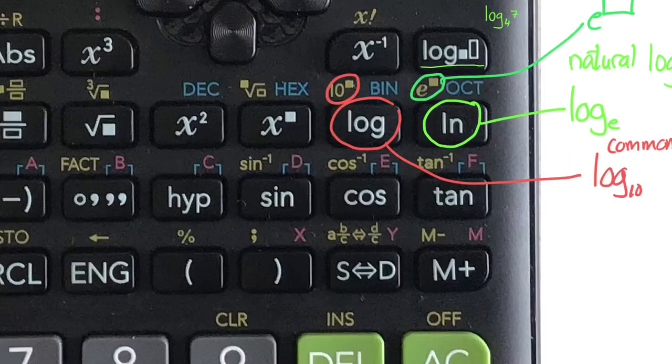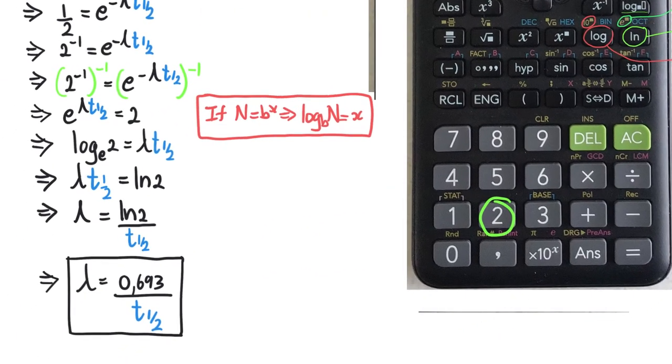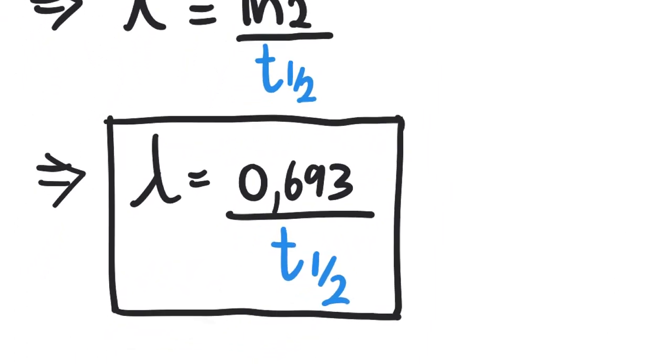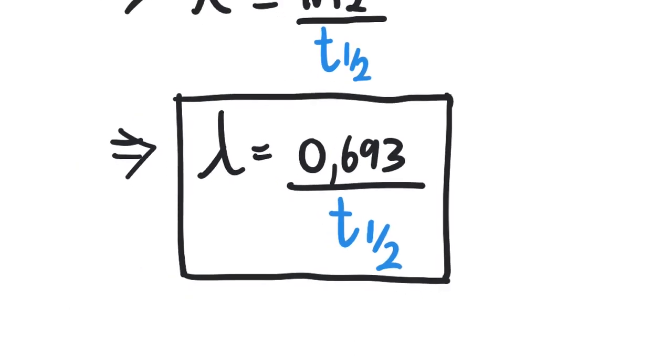So for instance, if you wanted log 7 base 4, then you would use that button. So now if you press ln 2, then you are going to get that ln 2 is equal to 0.693 rounded off to 3 decimal places. So we can then use this form of the equation, that lambda equals 0.693 over the half-life.